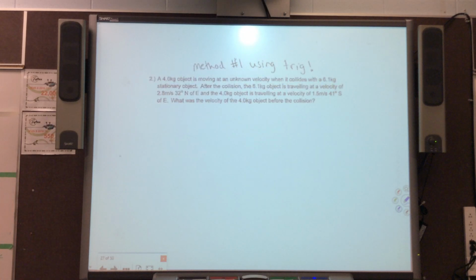A 4 kilogram object is moving at an unknown velocity when it collides with a 6.1 kilogram stationary object. After the collision, the 6.1 kilogram object is traveling at a velocity of 2.8 meters per second, 32 degrees north of east, and the 4 kilogram object is traveling at a velocity of 1.54 meters per second, 41 degrees south of east. What was the velocity of the 4 kilogram object before the collision?